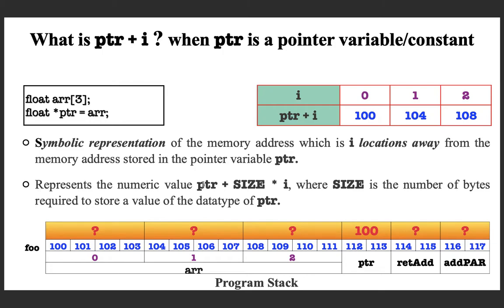So, this is actually the numeric formula representing this, and this is only a symbolic representation. If you just add I to PTR when I is 2 and PTR is 100, you will only get 102, but it is not like that. This is the actual numeric formula representing this, and depending on the data type, this value changes. If it is 2 bytes, then 2 into I. If it is 4 bytes, then 4 into I, and if it is 1 byte, then 1 into I. So, that is the relationship between pointer and single dimensional array.